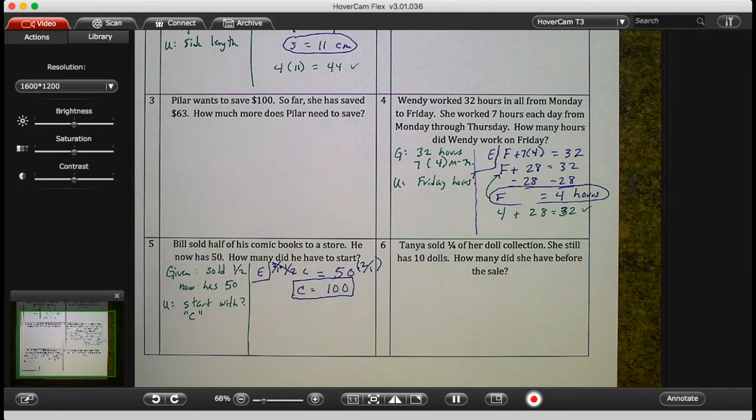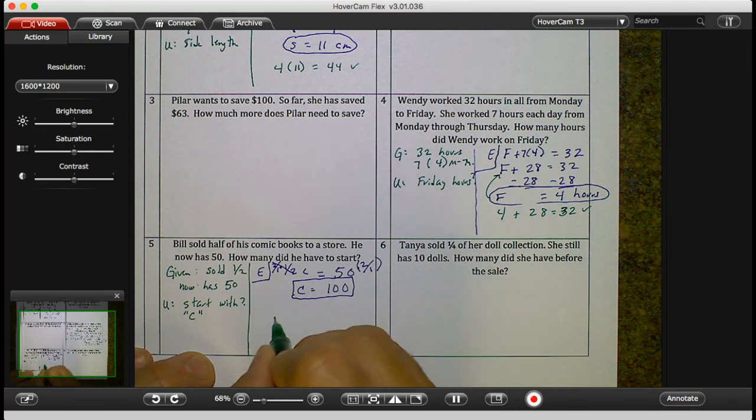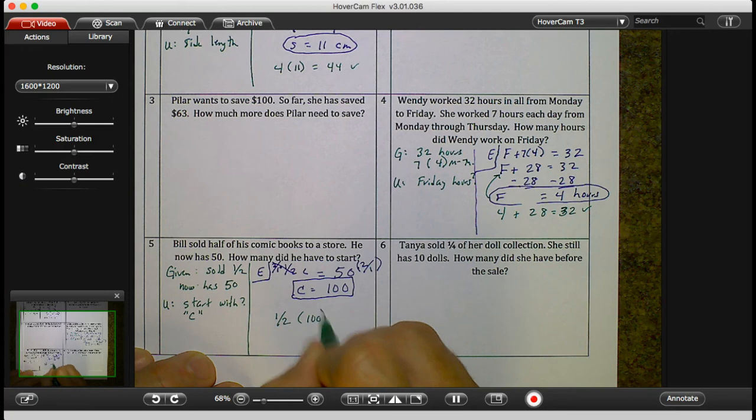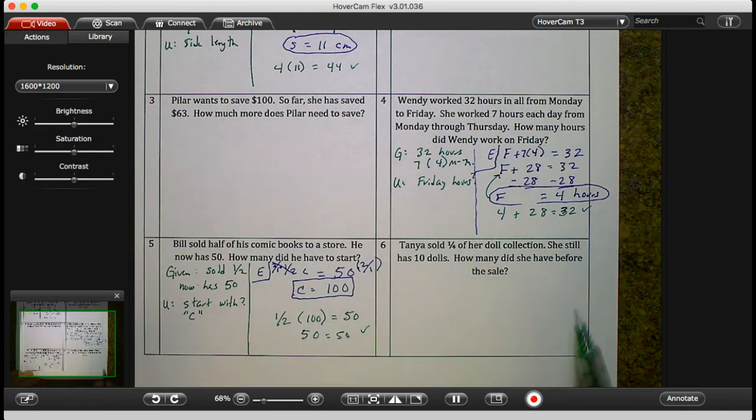Now, if we take this and we substitute it back in, we solved there. So to substitute back in, we're going to do 1/2 times 100. Does that equal 50? And half of 100 is 50. So yes, 50 equals 50. If you want to, you can pause this one down and then do this one on your own for practice.